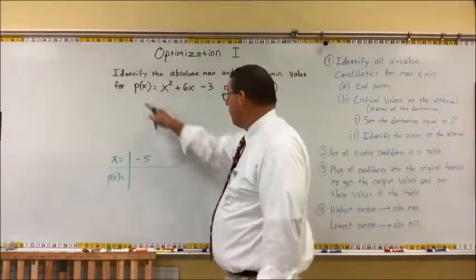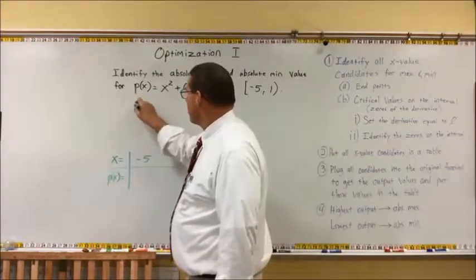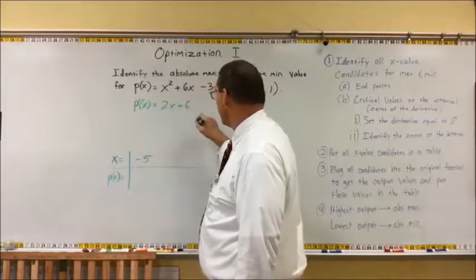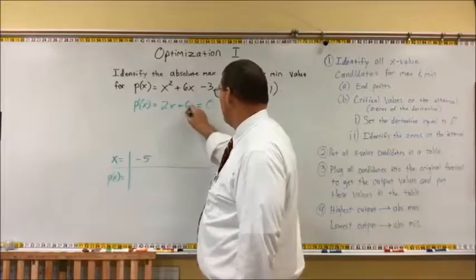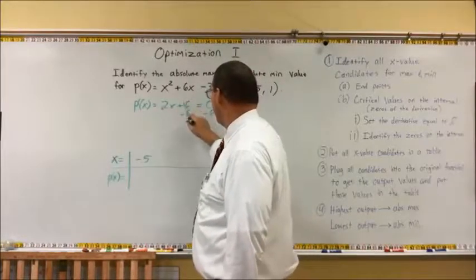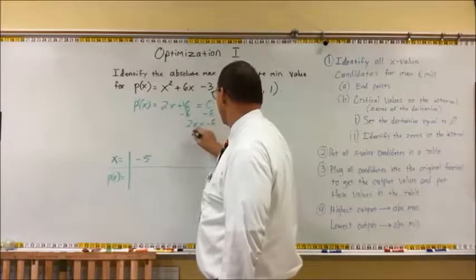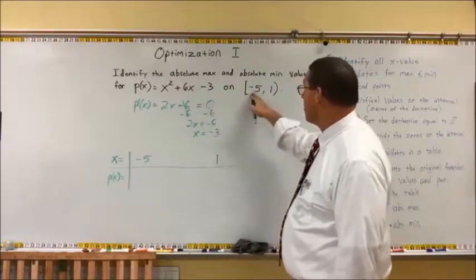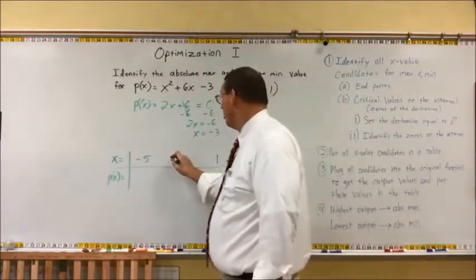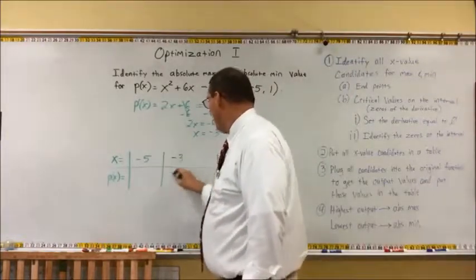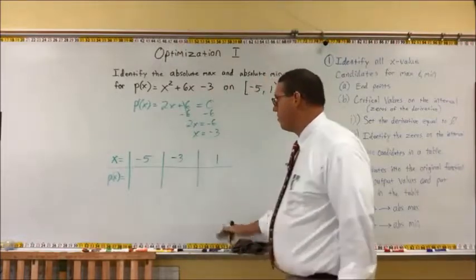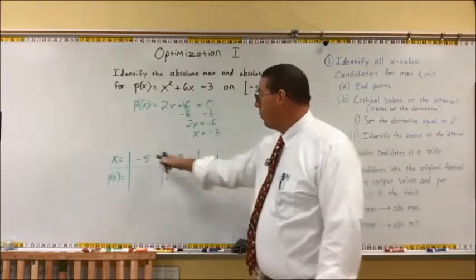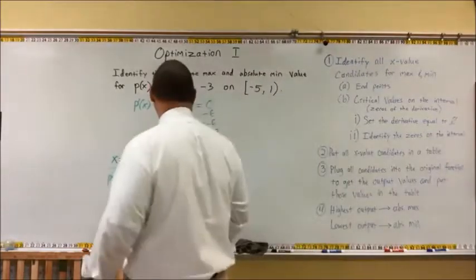Now to find the critical values, we need the derivative of p of x. So p prime of x is going to be 2x plus 6. If we set that equal to 0, we'll subtract 6 from both sides, and we'll get 2x equals -6, and x is equal to -3. And since -3 is between -5 and 1, we are going to include it as a candidate. And these are all of our candidates, the only critical value and the endpoints. So now we're going to plug these 3 numbers into our quadratic here.